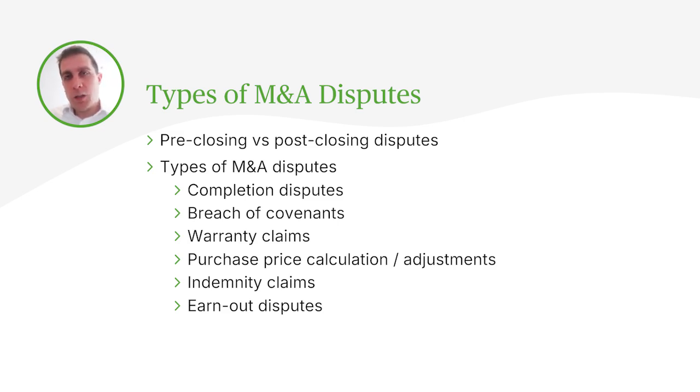happen. Let's briefly talk about some common types of M&A disputes. Completion disputes. This is a dispute about whether the conditions for completion, i.e. conditions precedent such as regulatory approvals, have been satisfied. This is a type of pre-closing dispute. It usually arises in circumstances where one party, usually the buyer, wants to get out of the deal.